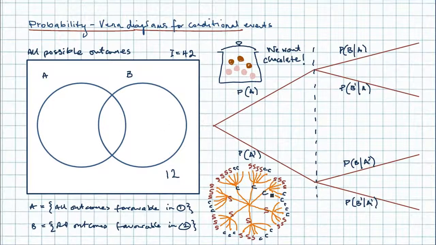This must be this arm, these three arms here. And we can see we've got chocolate, chocolate, chocolate, chocolate, and chocolate, chocolate. So we've got 3 times 2, in other words, 6 possibilities of getting chocolate both times. So this is both in event A and in event B.